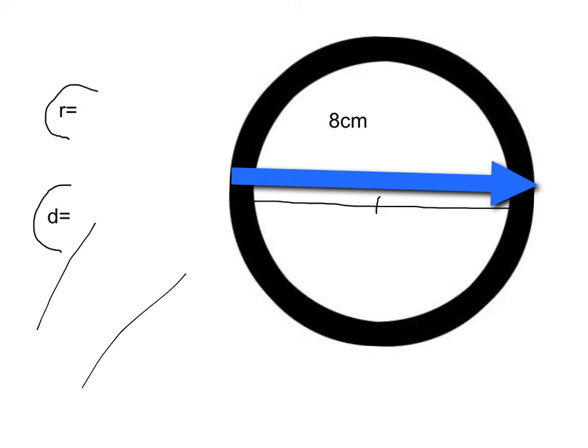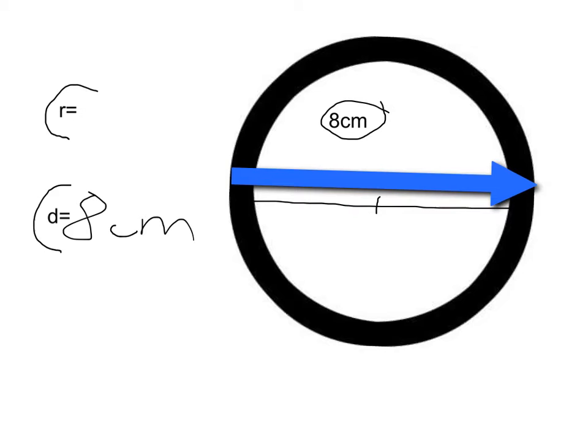We're going to say that the diameter is 8 centimeters. So the distance across the circle is 8 centimeters, okay? Now we have to find the radius, which you get by cutting 8 in half. So 8 divided by 2 equals 4. So 4 centimeters.